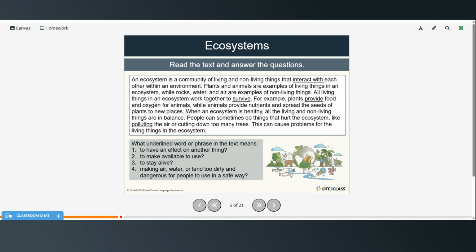People can sometimes do things that hurt the ecosystem, like polluting the air or cutting down too many trees. This can cause problems for the living things in our ecosystem.